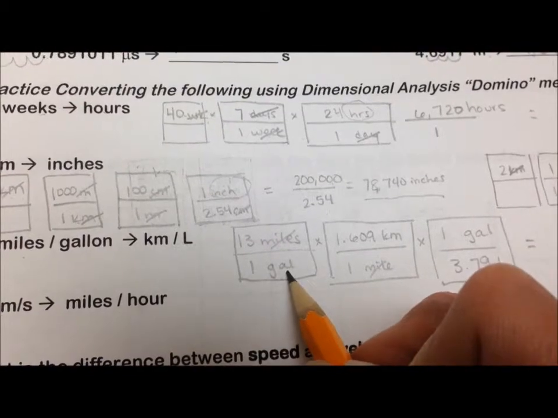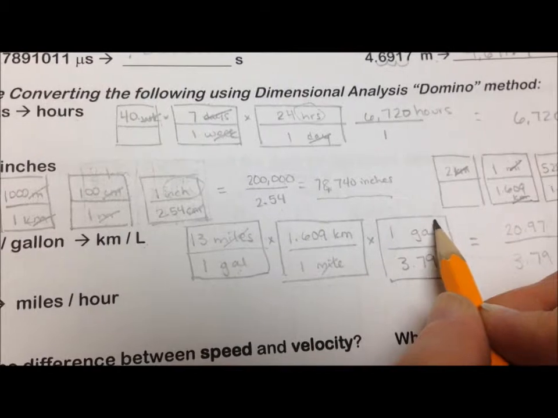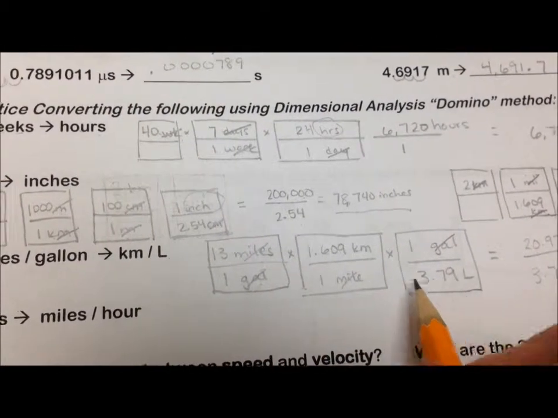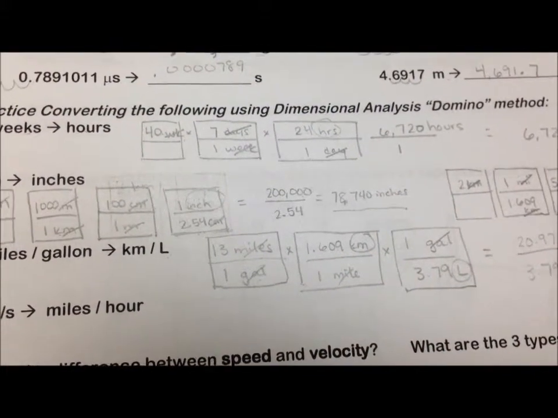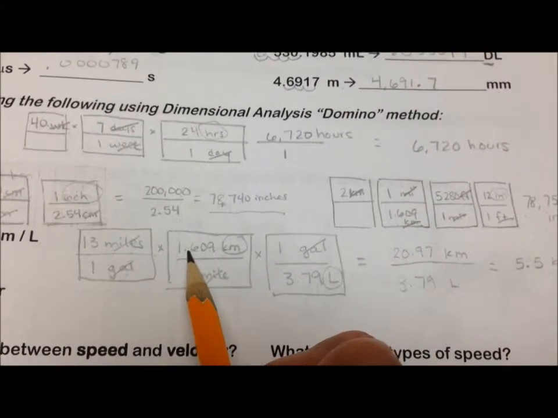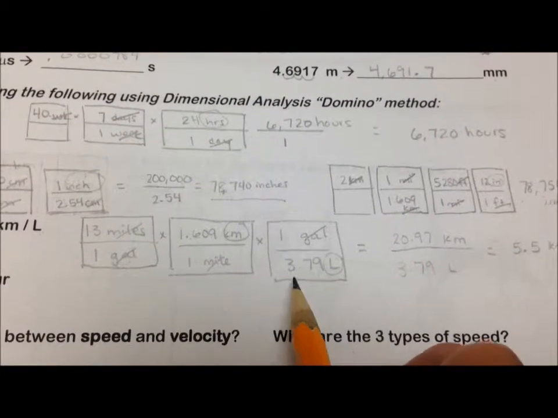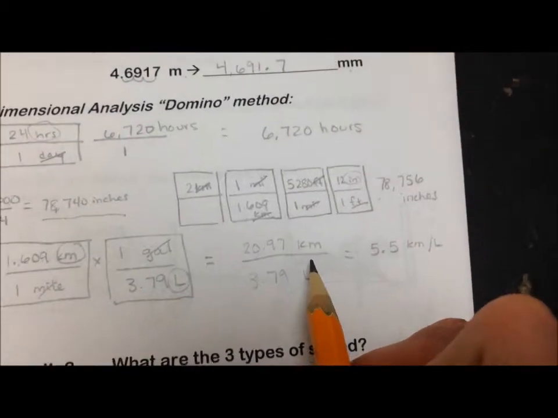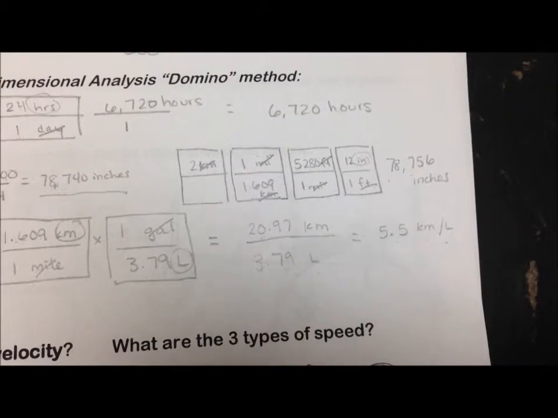Now I need to get rid of gallons. I know that 1 gallon is equal to 3.79 liters. I need gallon on top here, and on the bottom here to cancel out. So now when you look at your units, I'm left with kilometers per liter, which is exactly what I wanted. So multiply the top, 13 times 1.609 times 1 gives me 20.97. 1 times 1 times 3.79 gives me 3.79 liters. Simplify that fraction. You're left with 5.5 kilometers per liter.